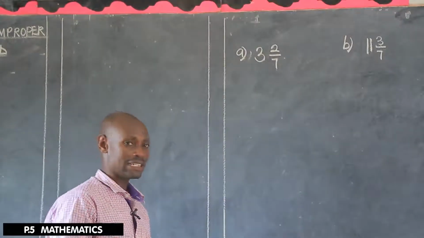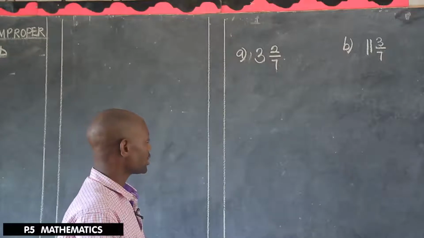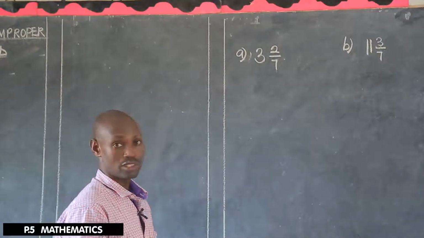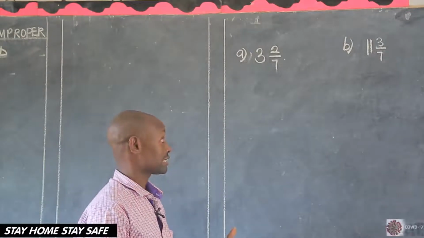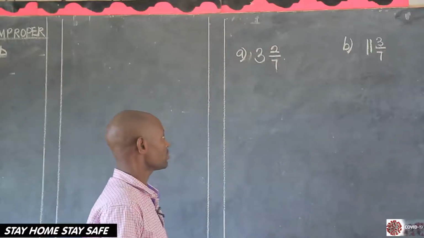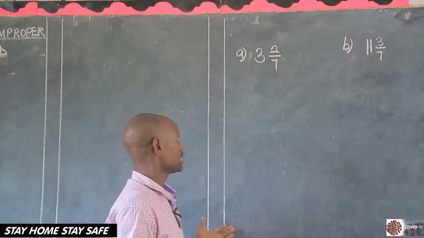In our previous lesson, I taught you how to change from mixed fractions to improper fractions. And we calculated a variety of examples, and at the end I gave you an activity. So before I take you to another lesson, let's remind ourselves of what we did.